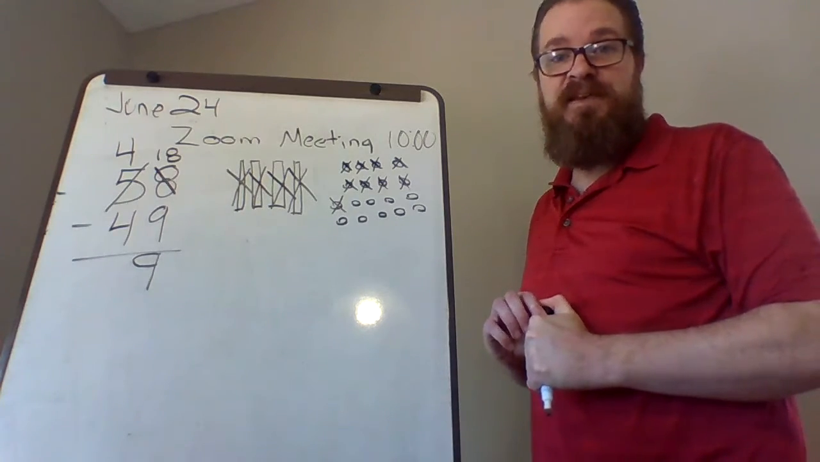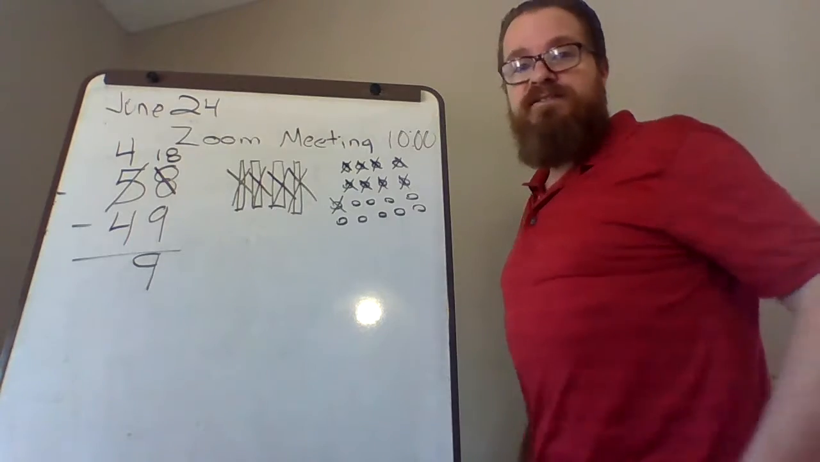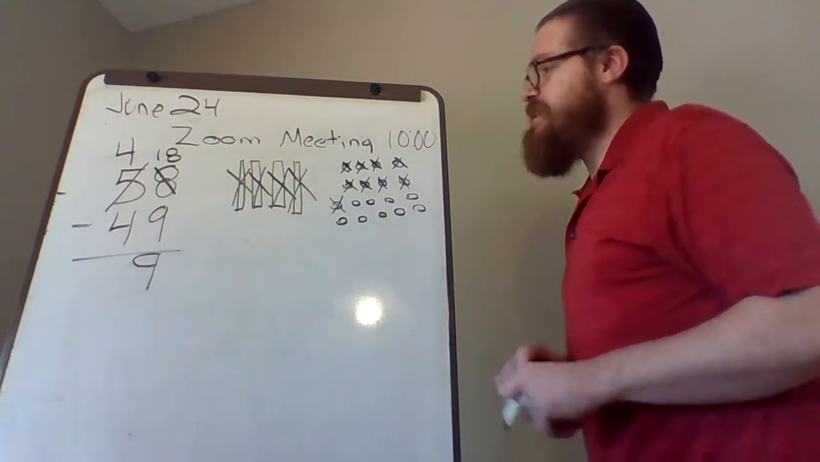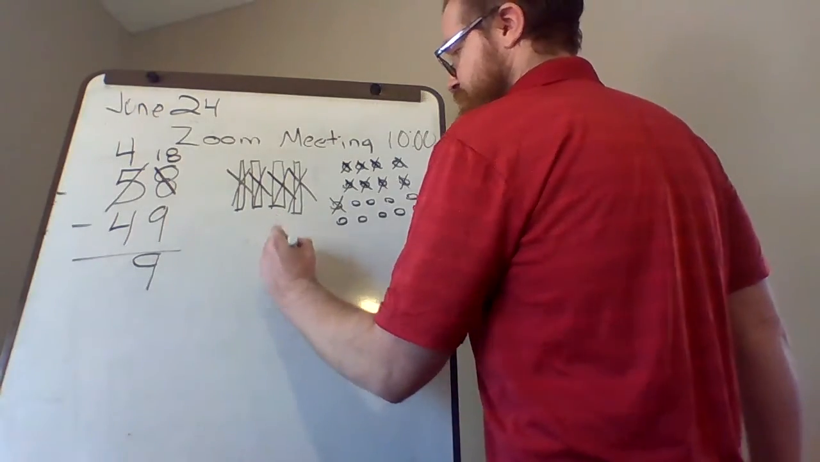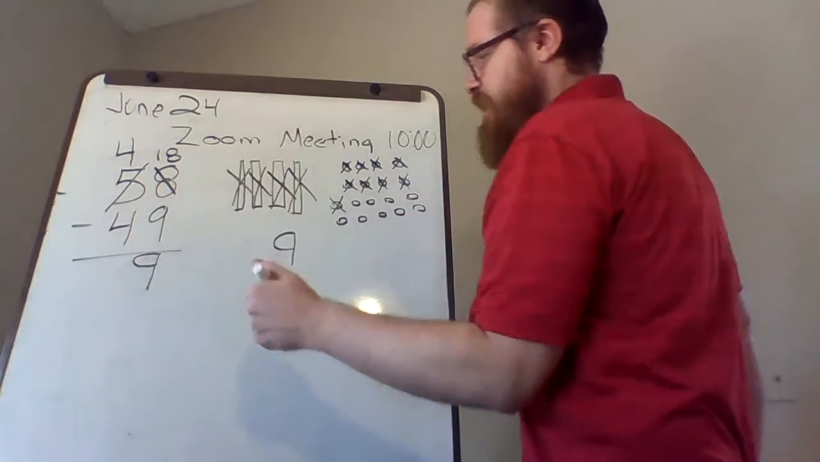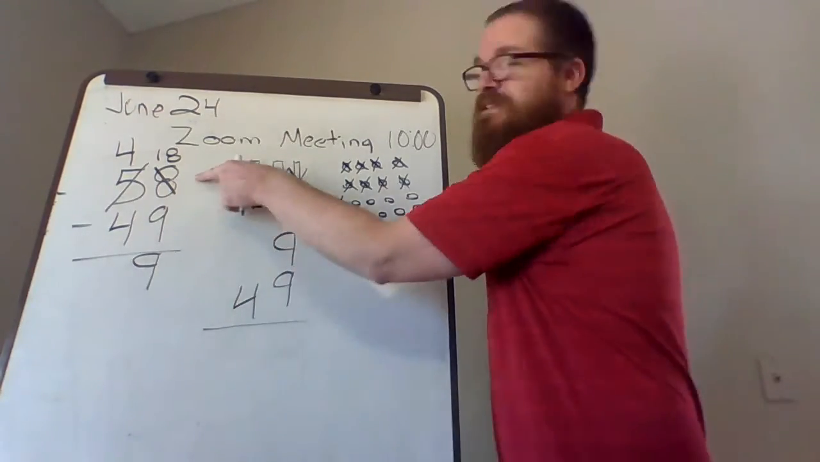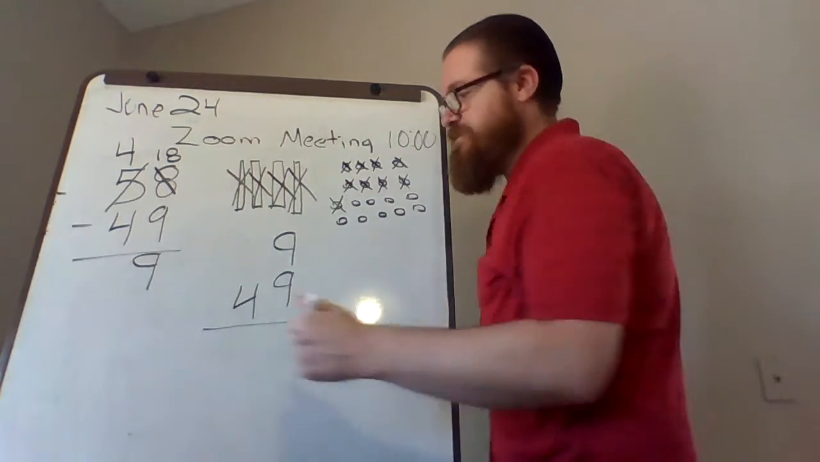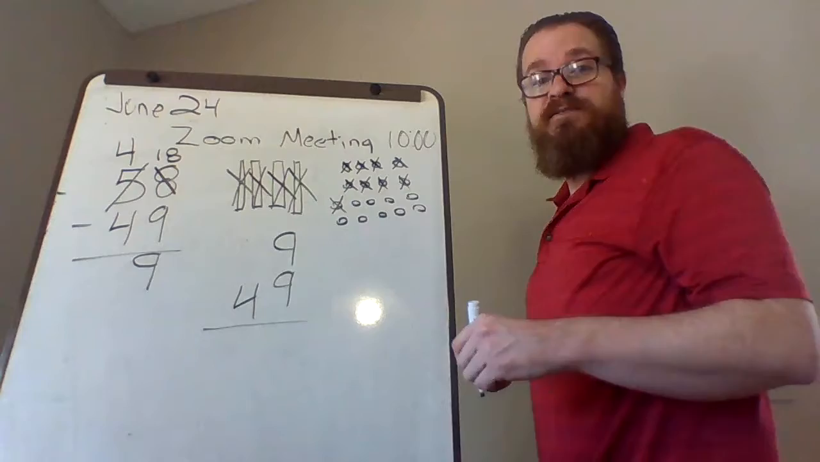Okay? Now, if I want to prove that my answer is right, I can take my answer, which in this case is called a difference, and I can add to it what I was subtracting, which in this case was 49, and I can see if I get 58 again. If I get 58 again, it's right. If I didn't, it means I made a mistake somewhere.